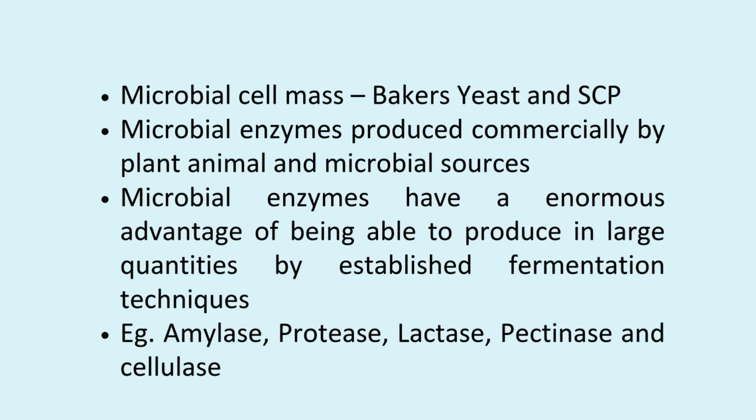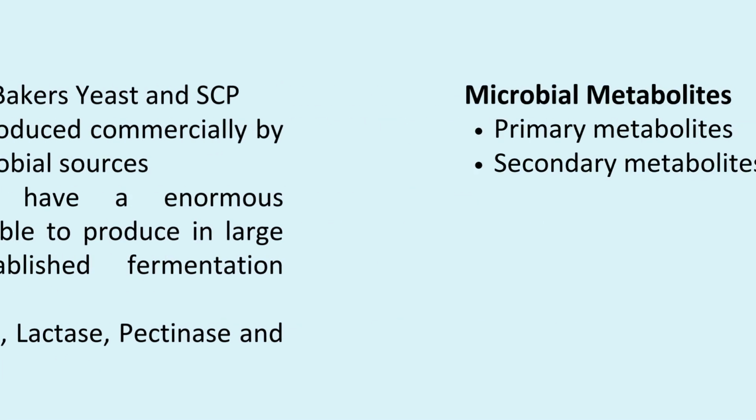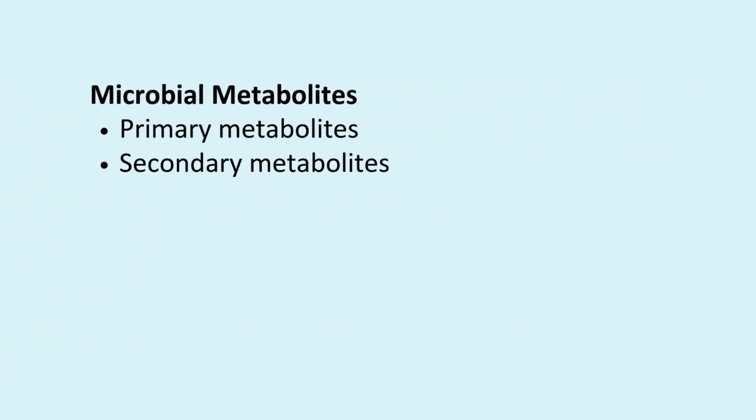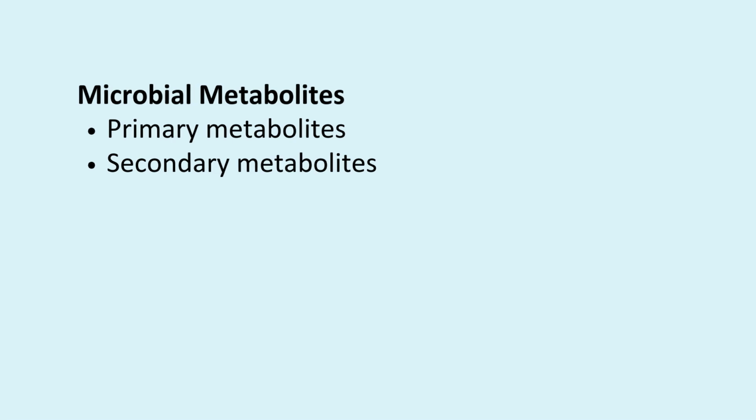Expanding on that, microbial cell mass is used for products like baker's yeast and single-cell protein, SCP. Microbial enzymes are produced on a large scale using fermentation. This is a major advantage. Examples include amylase, protease, lactase, pectinase, and cellulase. Microbial metabolites are divided into two groups, primary metabolites and secondary metabolites, which have different roles and commercial importance.